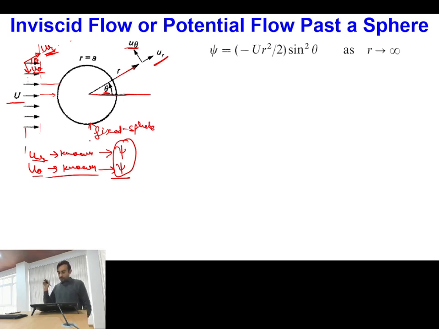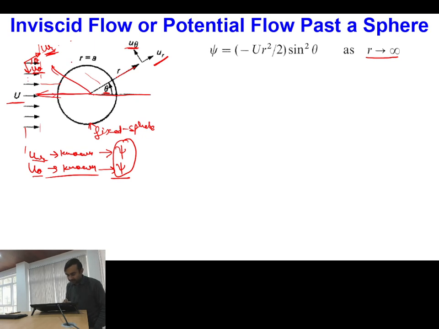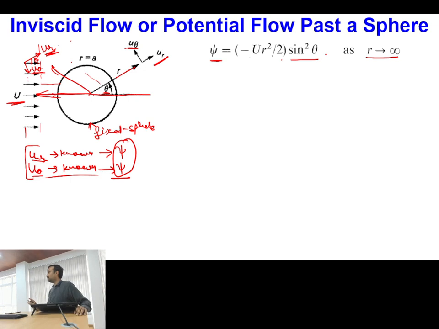Is this one clear? So I can specify my first condition, that when r is approaching infinity, all these directions are nothing but r directions. So when r is infinity, it means r is sufficiently away from the sphere. When r is sufficiently away from the sphere, the velocity of the fluid is nothing but equal to u. That use of u can be done to calculate the value of psi. That's why I am writing that when r is approaching infinity, my value of psi is minus u r square by 2 sine square theta. Are all clear with this point?